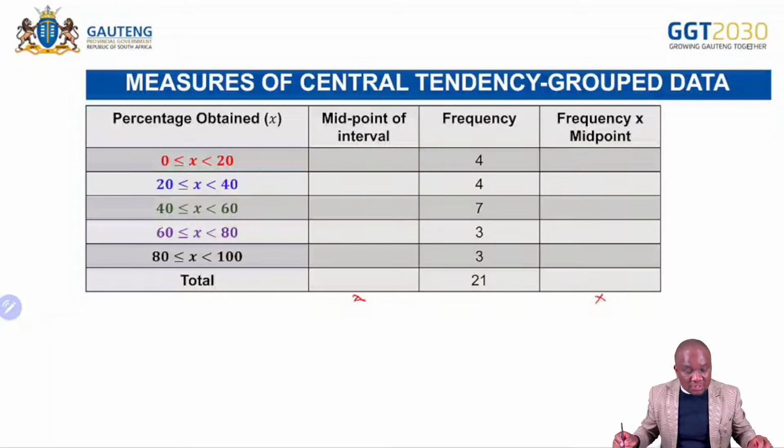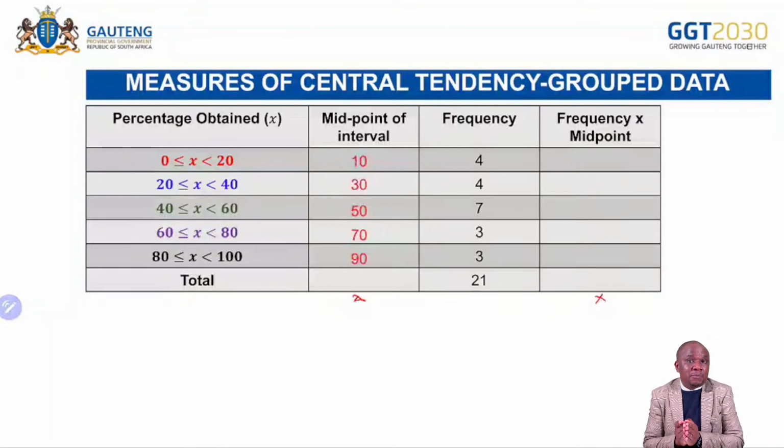So the midpoint between 0 and 20 is 10. The midpoint between 20 and 40 is 30. The midpoint between 40 and 60 is 50. The midpoint between 60 and 80 is 70. And the midpoint between 80 and 100 is 90. I've explained why we have these midpoints. We're assuming that the marks in each class interval are equal to these midpoints because we don't know the actual marks.